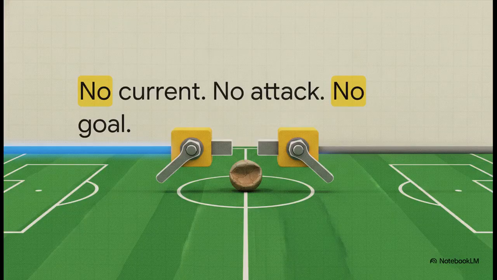The consequences of an open switch in a series circuit are absolute. No current, no attack, no goal. Because France relied on that one singular pathway, a single interception didn't just slow them down. It completely deactivated their offensive power.